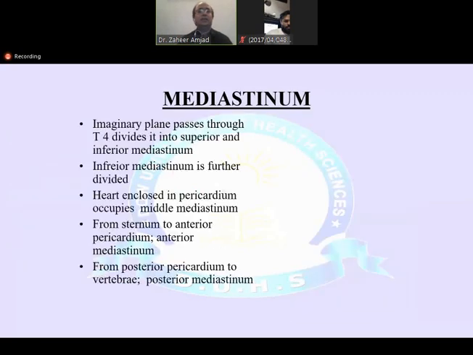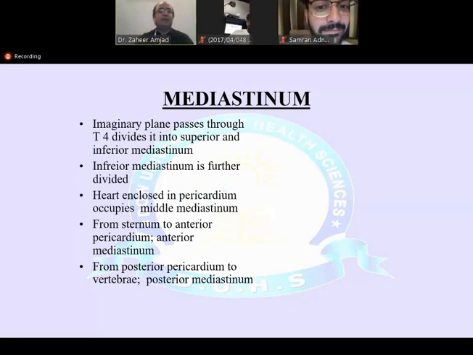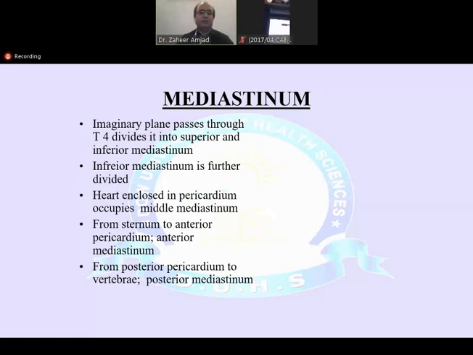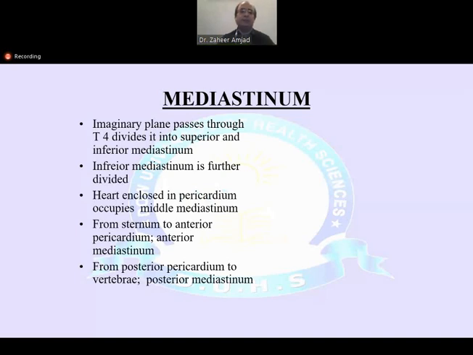So for the mediastinum, you can say that it's an imaginary plane passing through T4, and it divides it into the superior and inferior mediastinum. That's the imaginary plane which divides it at the level of the lower part of the T4 vertebra, and anteriorly it is the angle of Louis or the manubriosternal joint angle, right? Inferior mediastinum is further divided by the heart, which is present in the middle mediastinum, and the anterior and posterior mediastinum, which lie in front of and behind the heart.